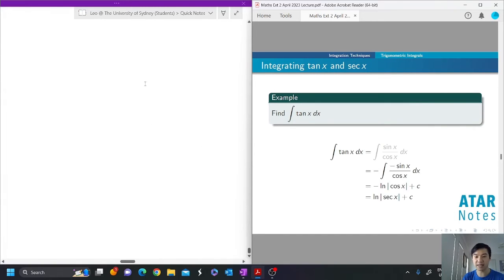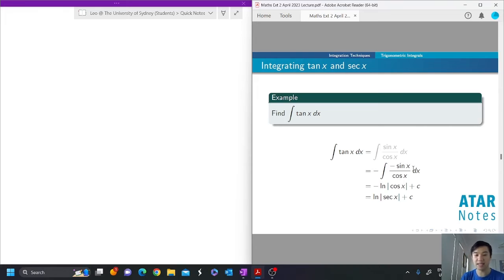Okay, this is a classic, how we integrate tan. Well, this is pretty easy. Just remember that tan is the same thing as sine over cos. And remember that the derivative of cosine is negative sine. So we want to make sure we have a negative sign in the front. So you put a negative inside, but also put a negative at the front so you're not changing the question.